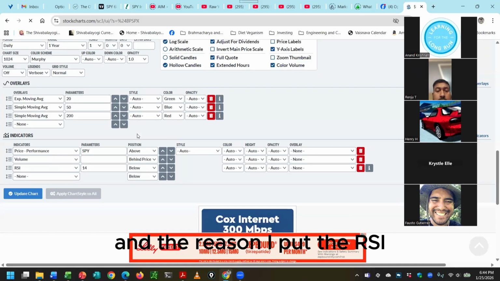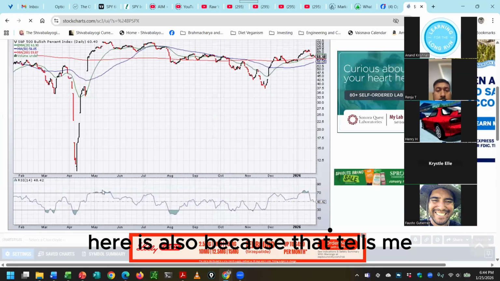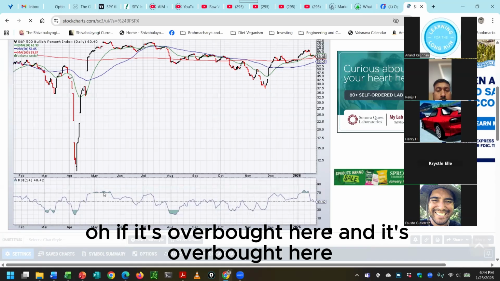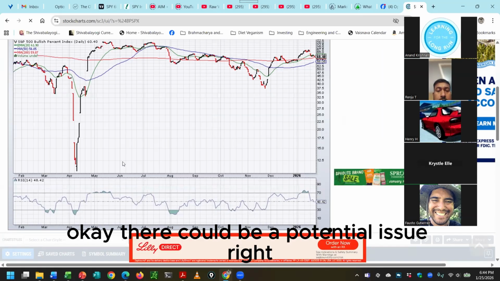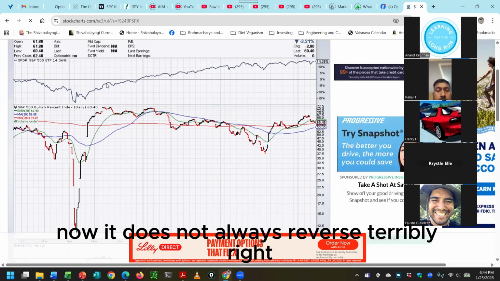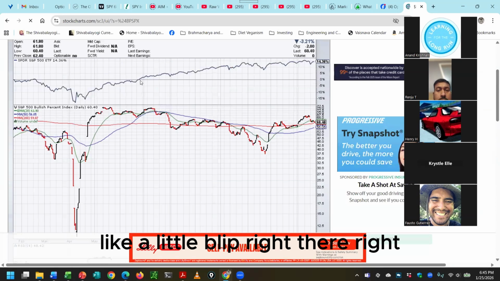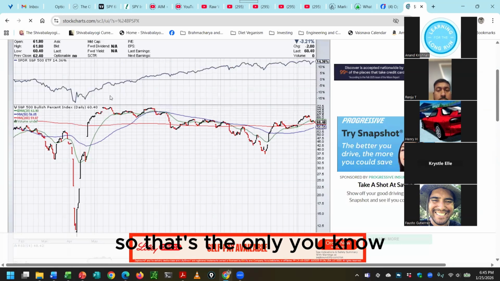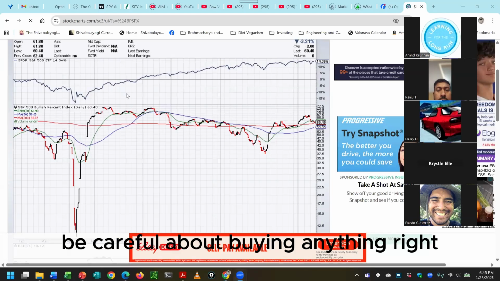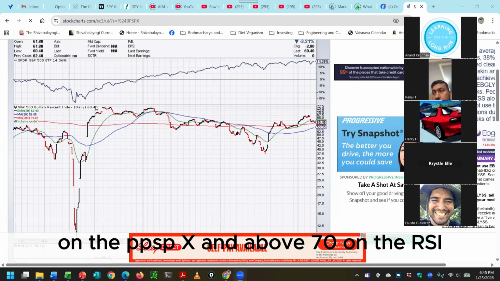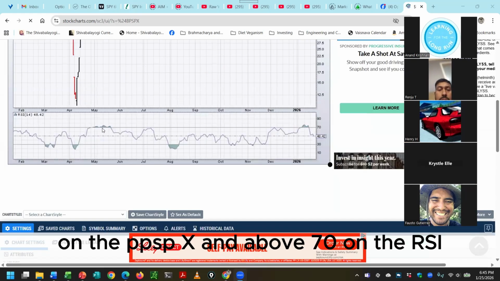The reason I put the RSI here is that it tells me if it's overbought here and overbought here, there could be a potential issue. It does not always reverse terribly. See what happened here: it reversed, but only down a little blip. That's the only time I would say be careful about buying anything: above 60 on the BPSPX and above 70 on the RSI.